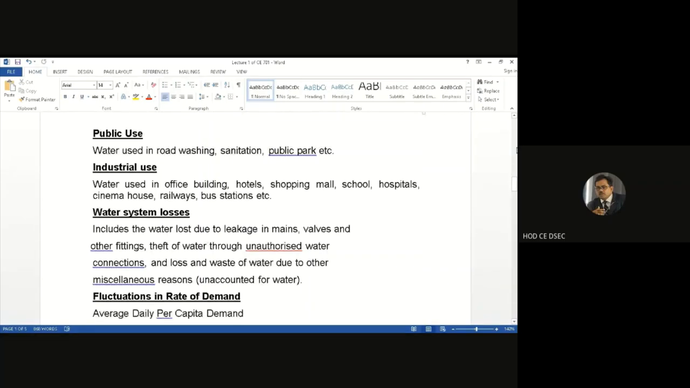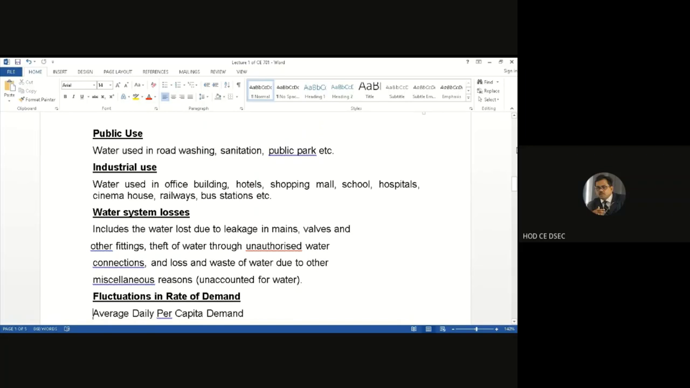Finally, the last we have reached, that is the water system losses. Water system losses means water loss due to leakage in the main line pipe, service line pipe, valves, vents, whatever the fittings of the pipes. If leakage is there, then the pipe is leaking through the connections or the vents or the valves or the main service lines. So these things are wastage. We have to consider them for demand.